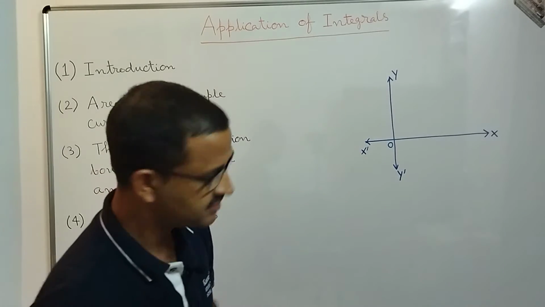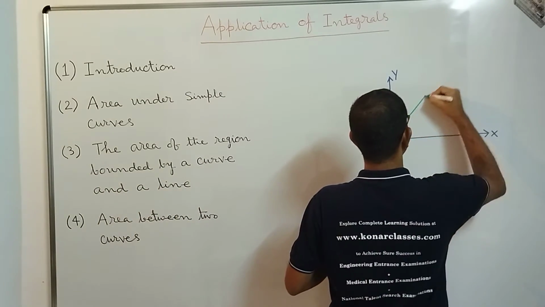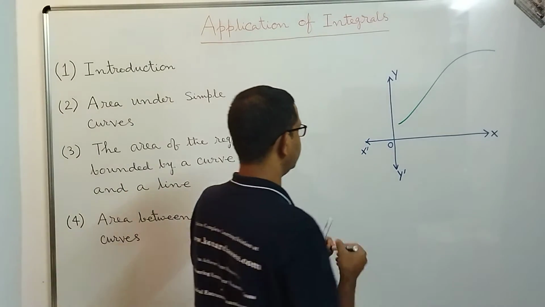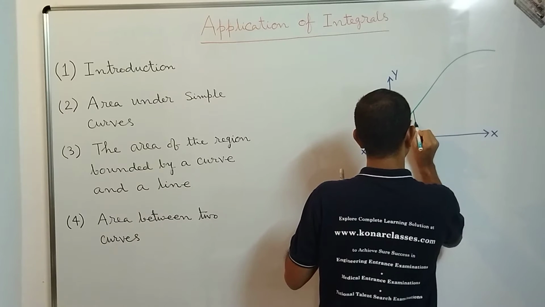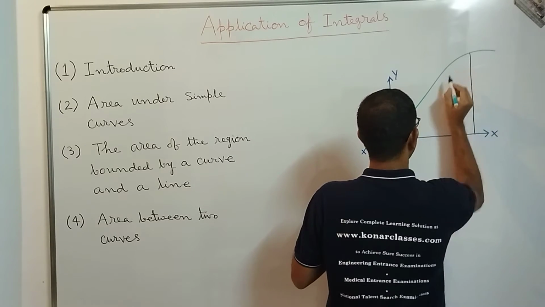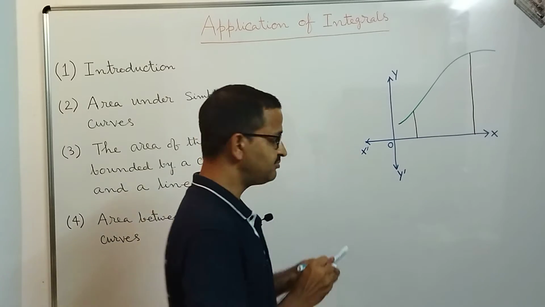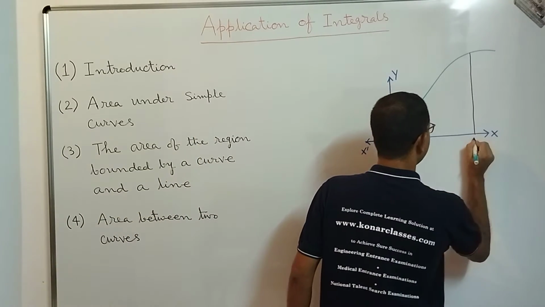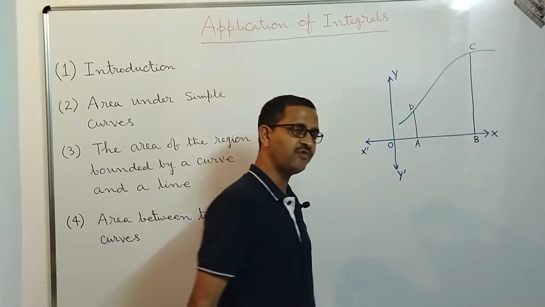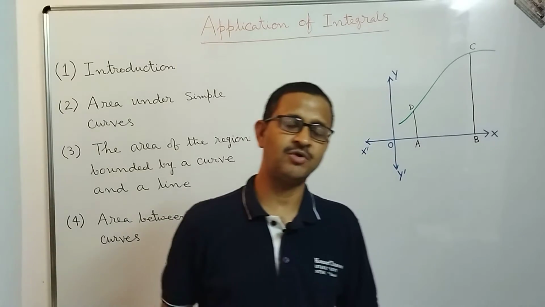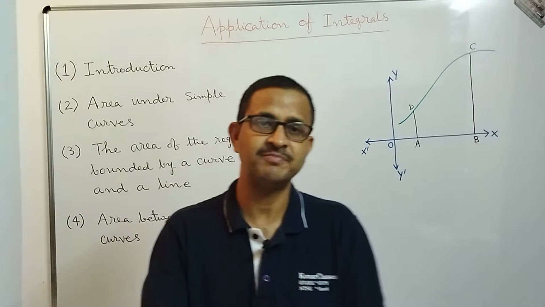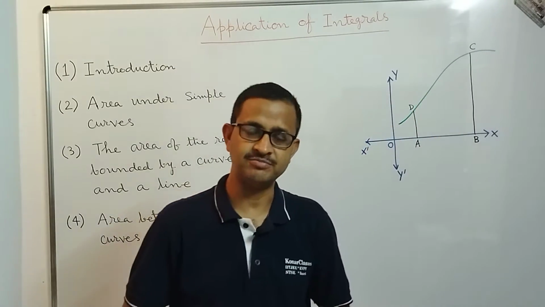Suppose we have a curve something like this, and we want to know the area bounded by this curve and the line, suppose this is the line, and the x-axis. That means we are interested to find the area of the region ABCDA. How to find that? Then those formulas we have learned earlier are not going to help. Hence we need to know a concept called application of integrals to find the area of this region.